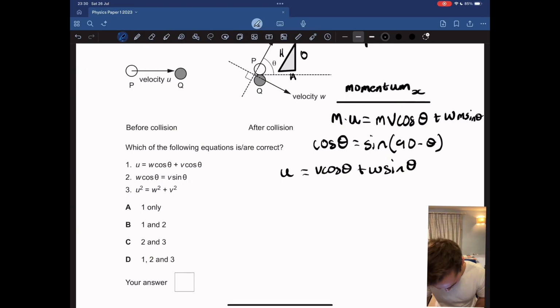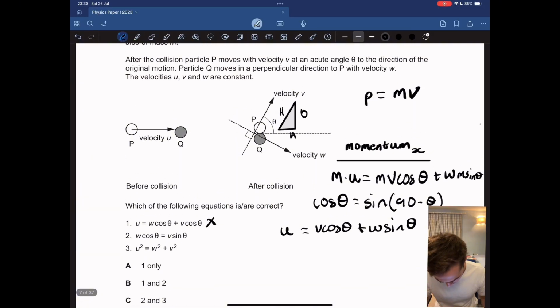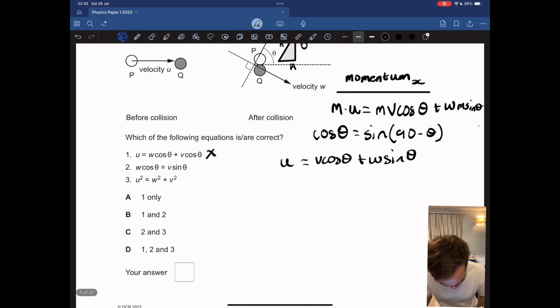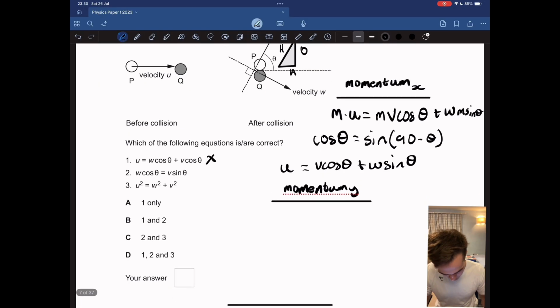So one's wrong, so it's going to be 2 or 3. What else can we say? We can do it in the y direction, I guess. So momentum in y. It's embarrassing. It doesn't even recognize my handwriting. Oh, it's because it thinks I'm writing momentum-y.